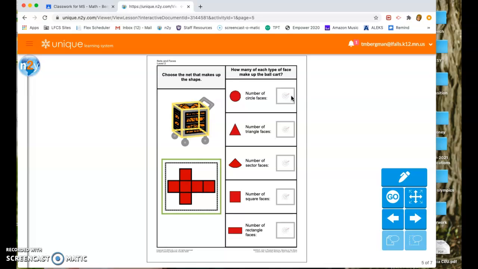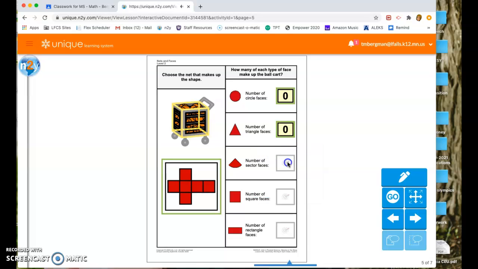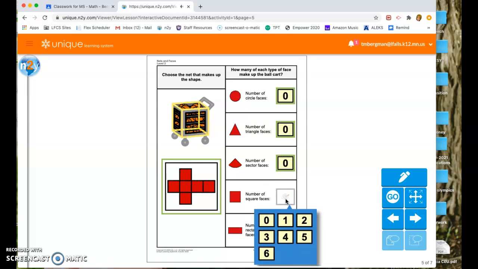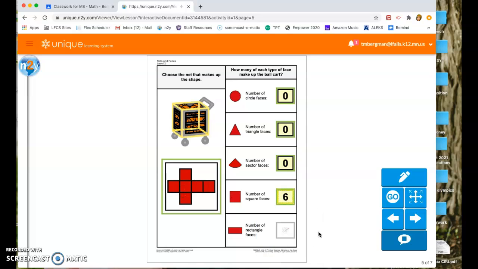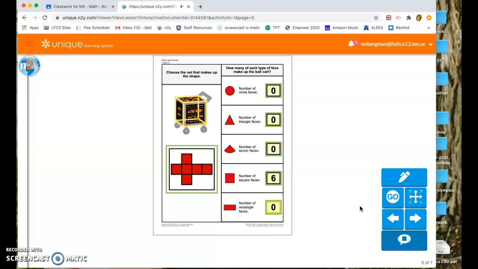How many of each of these? Are there any circles? 0. Are there any triangles? 0. Are there any sectors? 0. How many square faces do we see? Remember how many faces a square or a cube has. If you're not sure, you can count them. 1, 2, 3, 4, 5, 6. 6. And then how many rectangular faces? Does this have any rectangular faces? No. 0.